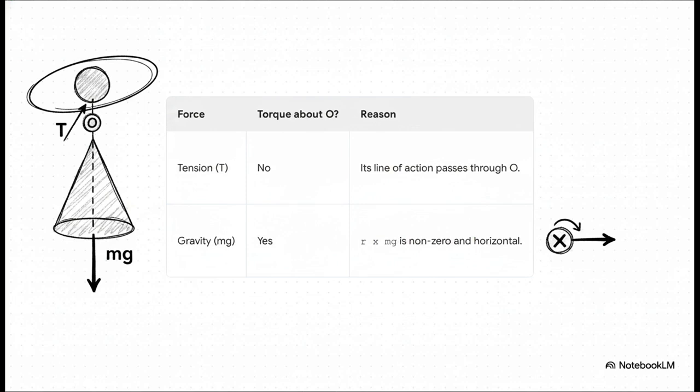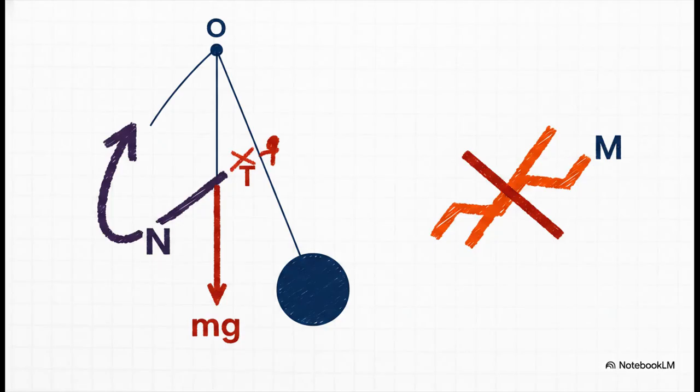But what about gravity? It pulls straight down. The position vector r from O to the ball and that downward force of gravity are not lined up. So when you take their cross product, you get a non-zero torque. It's a horizontal twist that's always trying to pull the pendulum down. So here's the verdict. Because there is a net torque about point O, thanks to gravity, our golden rule tells us the angular momentum vector M is not constant. It has to be changing. So mystery number 1 isn't solved just yet.